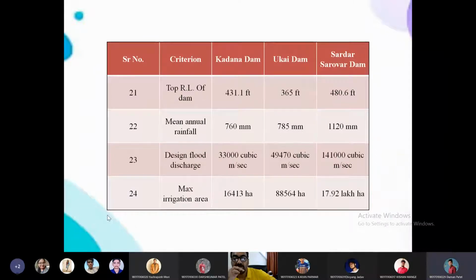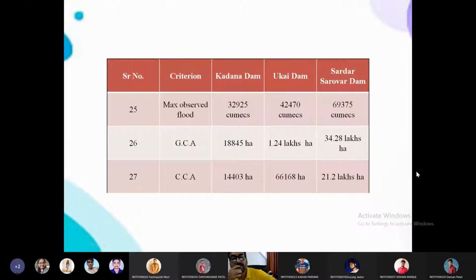There is also one new point, which is the maximum irrigation area. For Kadana Dam, it is 16413 hectare. For Ukai Dam, it is 88564 hectare. And for Sardar Sarovar Dam, it is 17.92 lakh hectare. Maximum observed flood for Kadana Dam is 32925 cusecs, for Ukai Dam 42470 cusecs, and for Sardar Sarovar Dam 69375 cusecs.